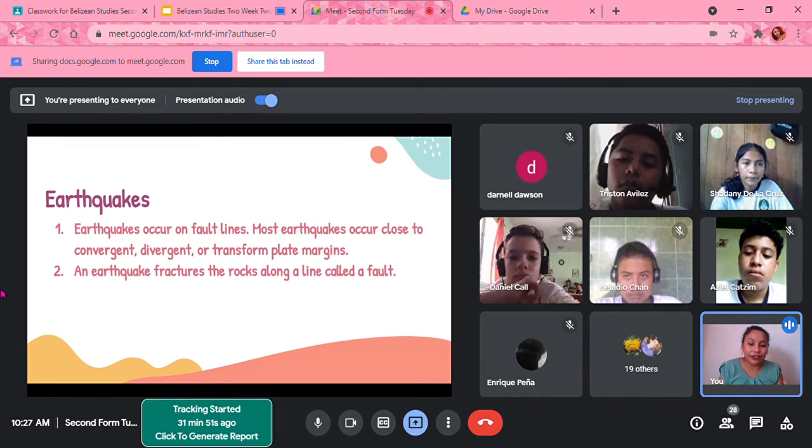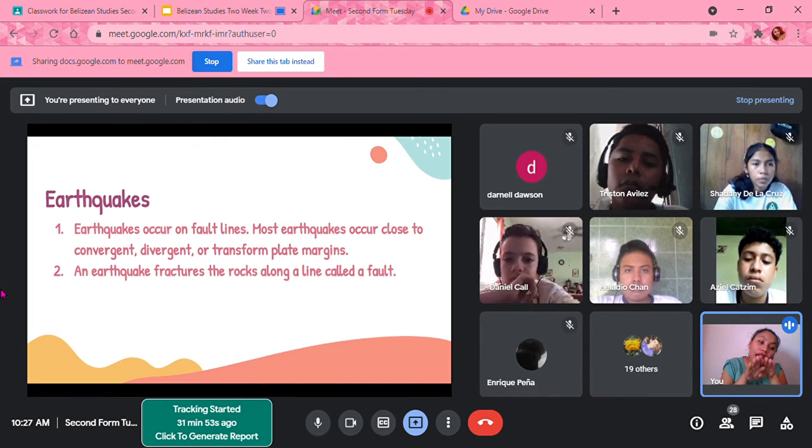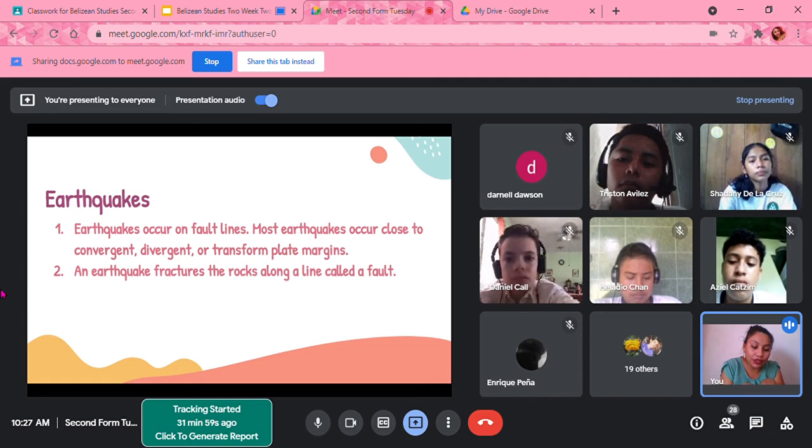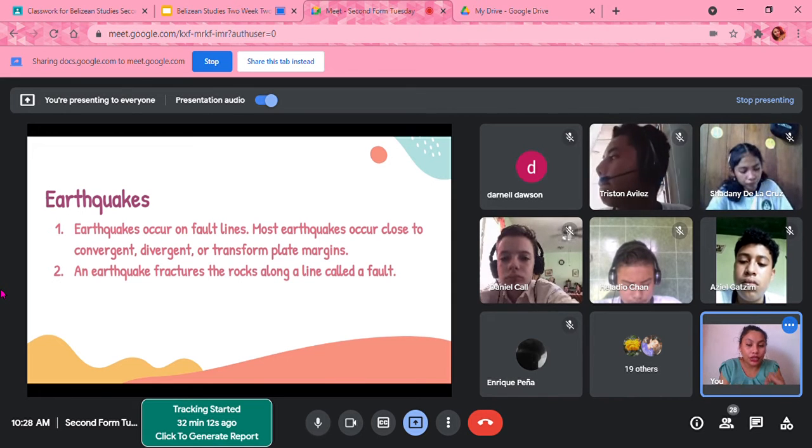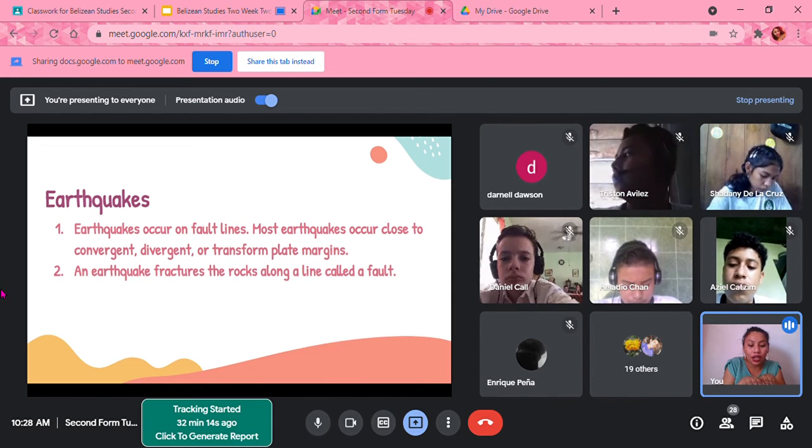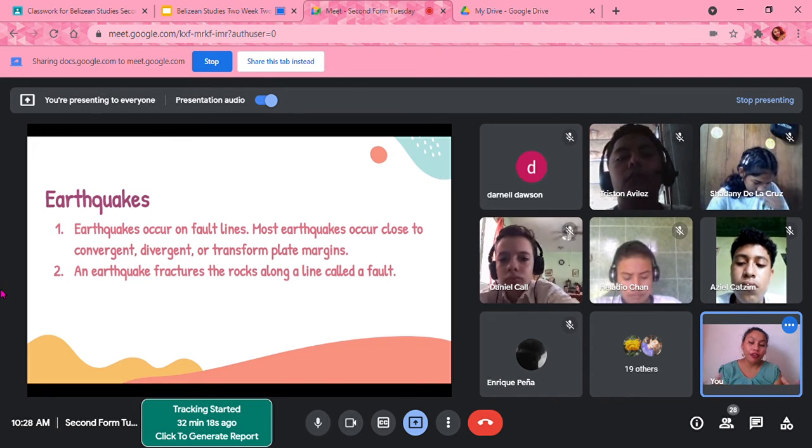And transform, if they are moving side to side and suddenly they get trapped, meaning that they get stuck, then they're forcing each other to keep sliding, and the plate tectonics freeze. They continue moving and they do their best to move. So if at some point they get stuck, they're going to continue moving, and that force causes an earthquake to happen.